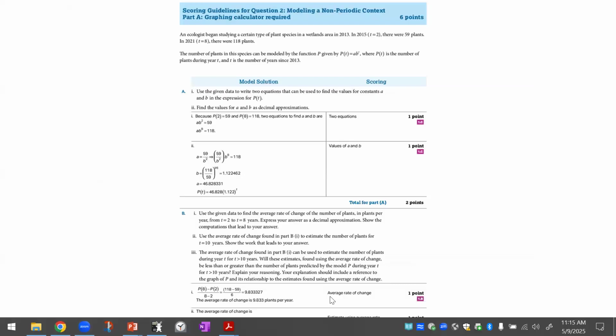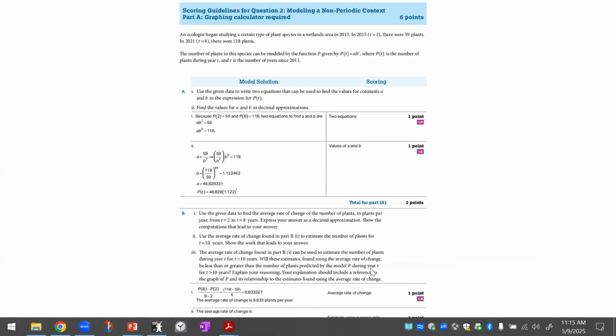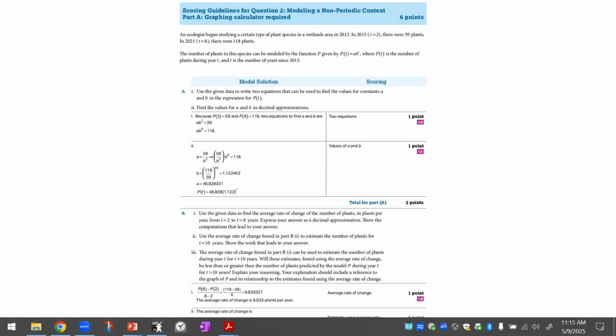I think we're on the calculator section, FRQ 2. Mock exam, part A, FRQs. It was the one with the exponential model. It says ecologists. It's on the horizontal paper, I think. Ecologists. Yeah.